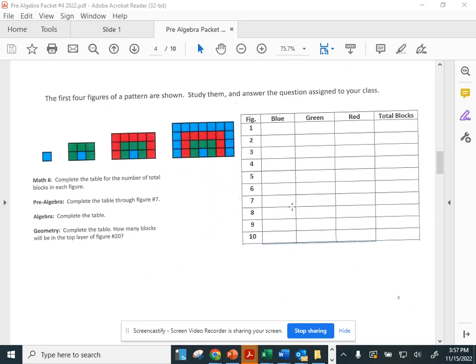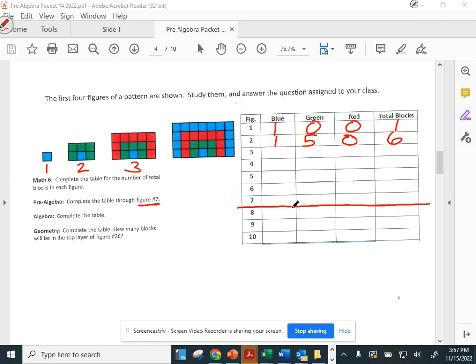Our next page is our pattern page. So pre-algebra needs to complete the table through figure number 7. So we need to have all the top of the table filled in. So let's look at that. Our first figure, there's 1 blue, no greens or reds, so there's 1 total block. Our second figure, we have that 1 blue, we have 5 green, no red, to give us a total of 6.